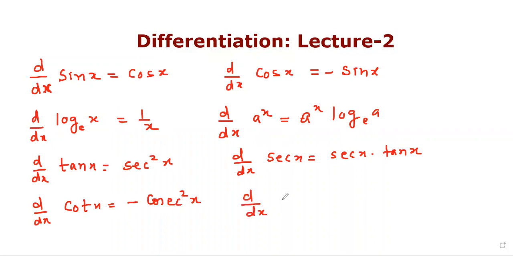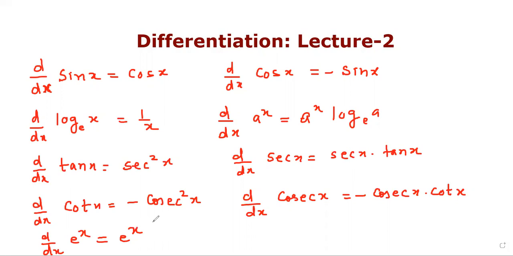d upon dx of cosec x is minus cosec x cot x. These are basic formula. Also, we have studied d upon dx e power x gives e power x. Now, we will study some more techniques.